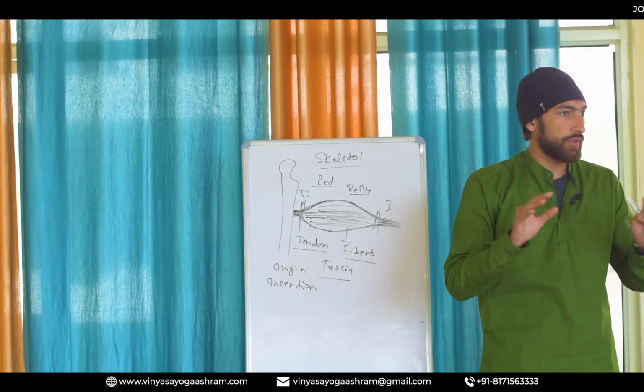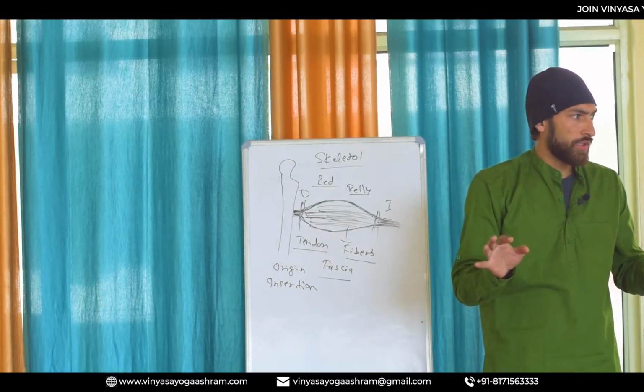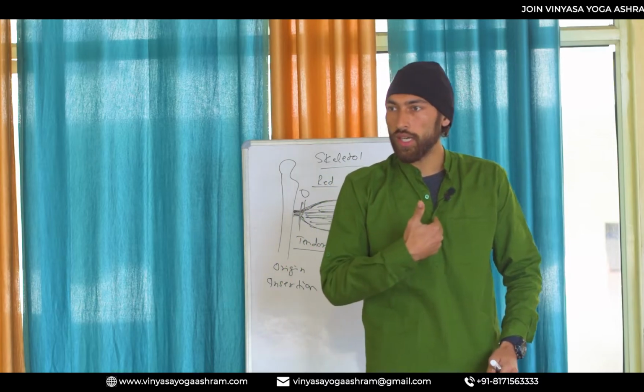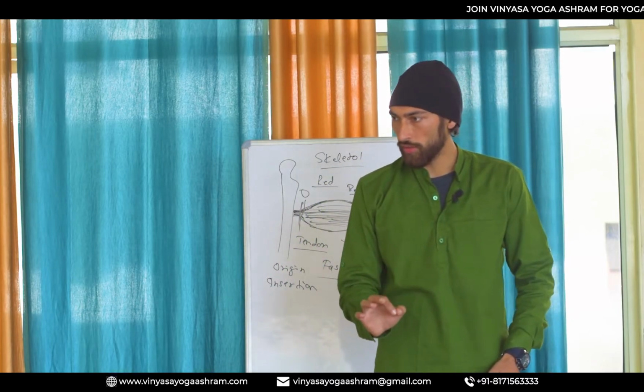So which one will be the origin? Origin is that end of the muscle which is close to our heart. Let's understand it this way. The end of the muscle which is closer to the heart will be considered the origin of the muscle.